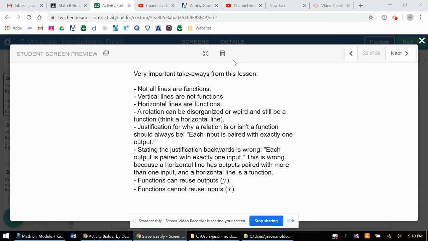And then we will synthesize all of this and look at this more in the next lesson, and it will start to become more clear where this module is going, and we will continue to determine or test if things are or are not functions. But hopefully, for the most part, this lesson made sense. And if not, please post some questions in Desmos or in Google Classroom.